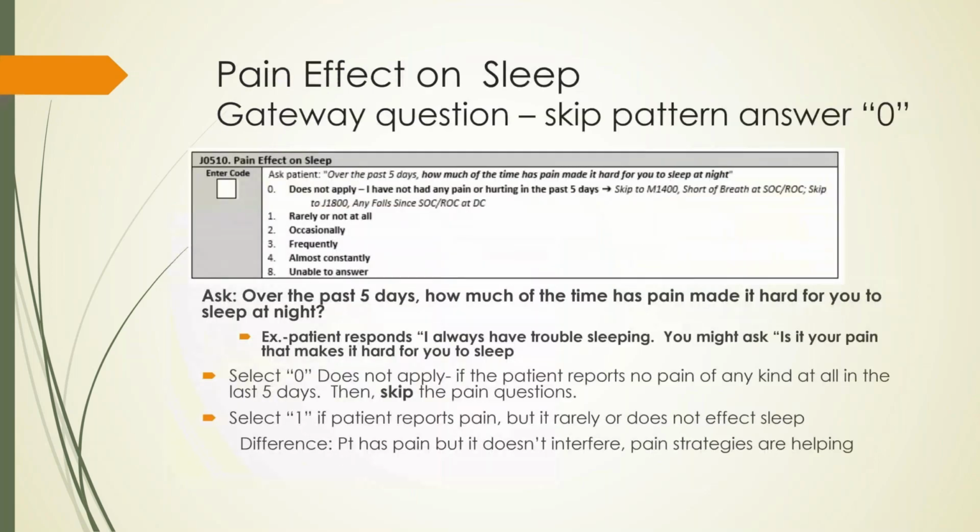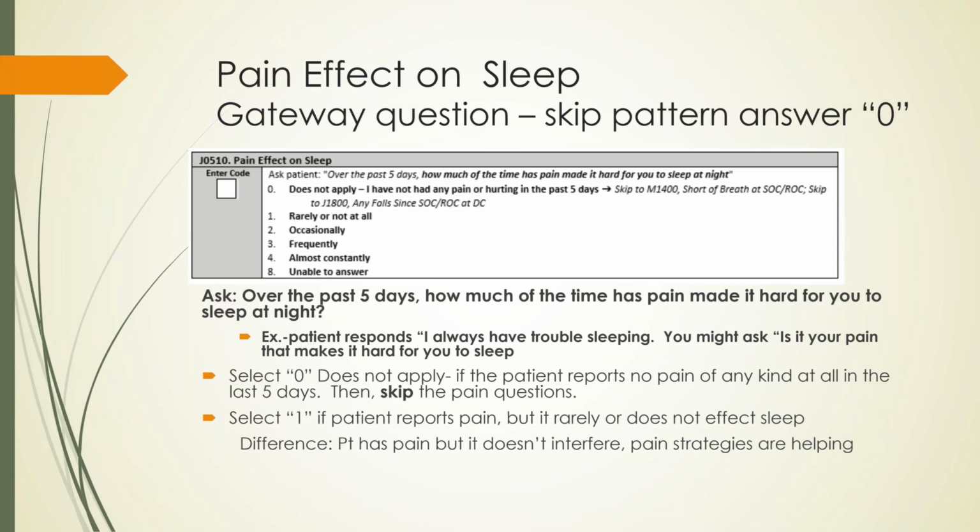Okay, so the first question now about pain is, what's the pain effect on sleep? And this is the gateway question. It's got a skip pattern to it. So if you're asking the patient, gee, over the last 5 days, has pain made it difficult for you to sleep? And they're saying, I haven't had any pain whatsoever. You want to make sure that it wasn't just about sleep, but that they haven't had any pain for any activities. And if they haven't had any pain whatsoever in the last 5 days, then you can mark 0, it does not apply, and you're going to skip the next 2 questions and go to the next section. All right?